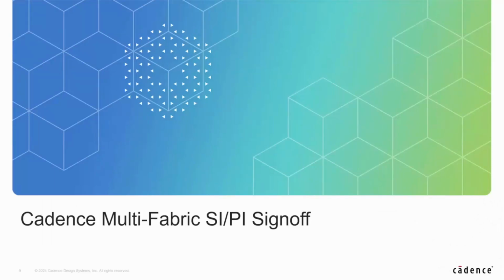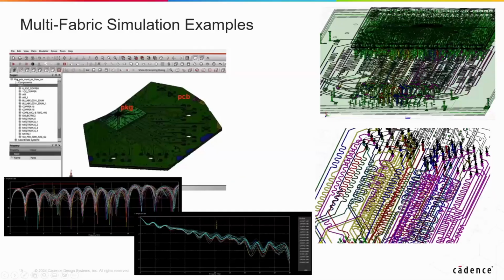Before we open it up for Q&A, just want to take a few minutes to talk a little bit about what happens after the InDesign analysis, our complete sign-off solution for multi-fabric, signal integrity, and power integrity. Certainly, Cadence has the design tools for package and PCB, interposer design. Just want to show a couple of examples here of where we put a package and a PCB together.